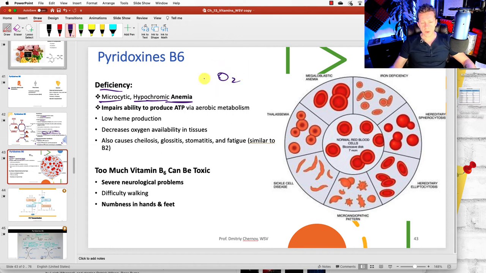So there's hemoglobin, and the carriers are red blood cells. The hemoglobin is part of the red blood cells. Red blood cells transport oxygen. So deficiency of B6 can lead to anemia. Red blood cells are also made from proteins, so from amino acids. Low heme production decreases oxygen available to tissue, also causes cheilosis, glossitis.